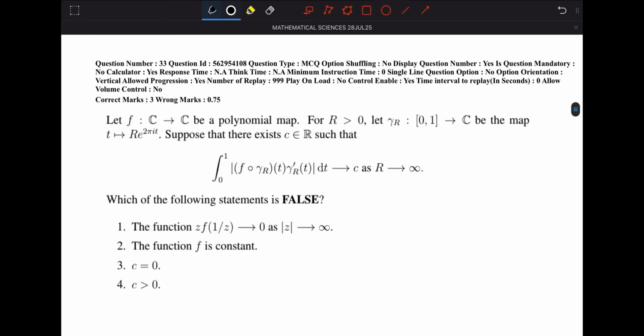Okay, let's move on to the next question. Let f from C to C be a polynomial map and r greater than 0, and let γ_r from [0,1] to C be the map t goes to r times e to the power 2πit. Suppose there exists a c such that the integral condition holds. Then which statement is false?